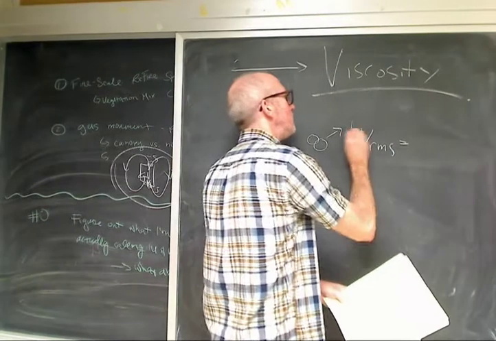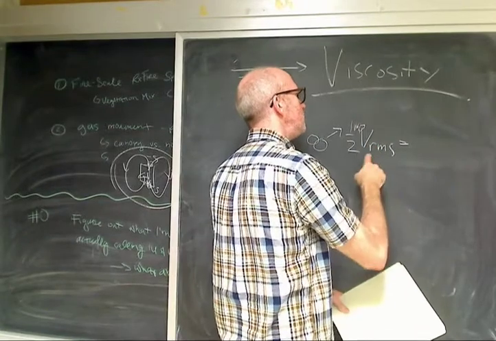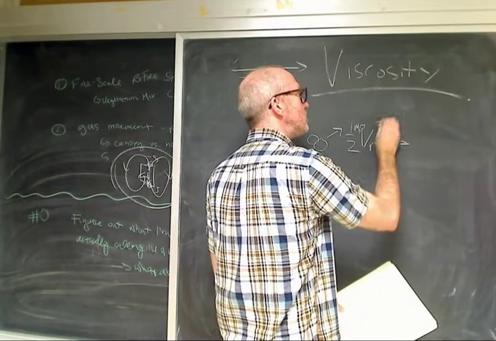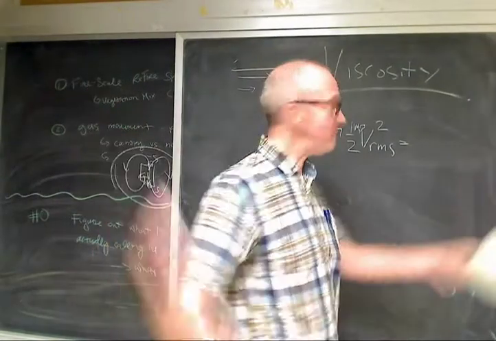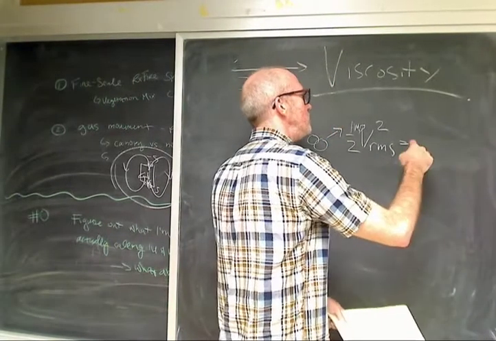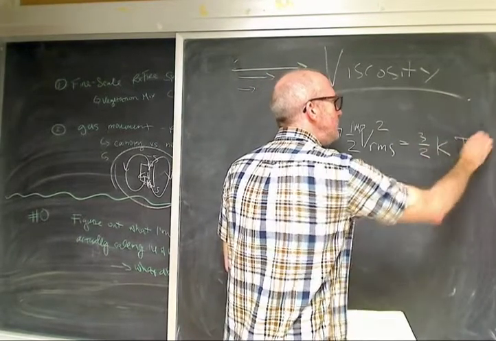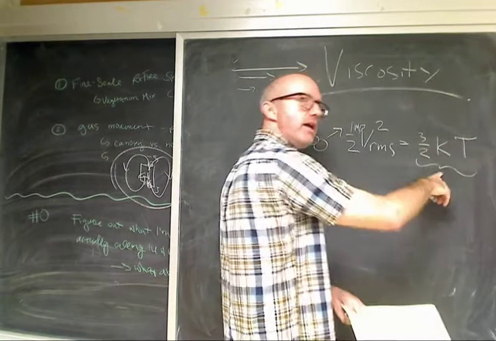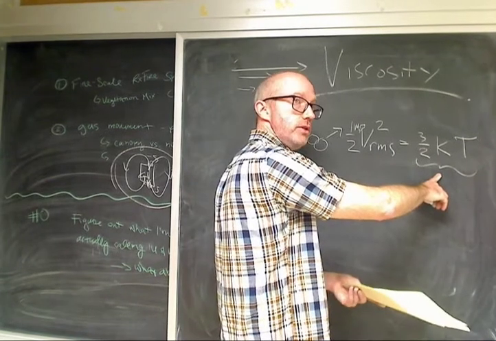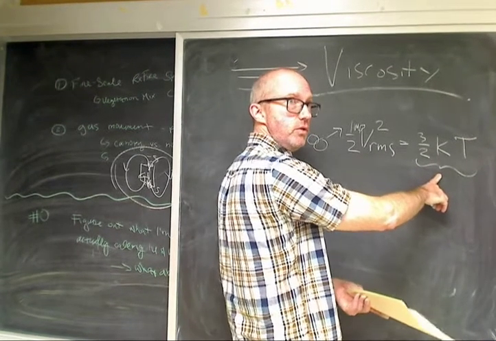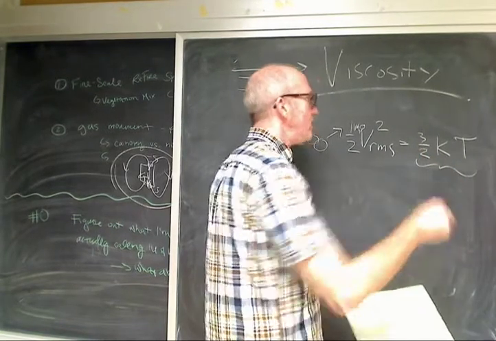So, 1/2 the mass of the particle times v_RMS squared equals what? 1/2 mv squared is energy. Thermal energy is 3/2 kT. If you haven't seen this before, you'll see it when you get to thermo. If you have taken thermo, you have seen this. If you have forgotten it, you should go look at your thermo notes again. But I don't need you to know this a priori, so no judgment.